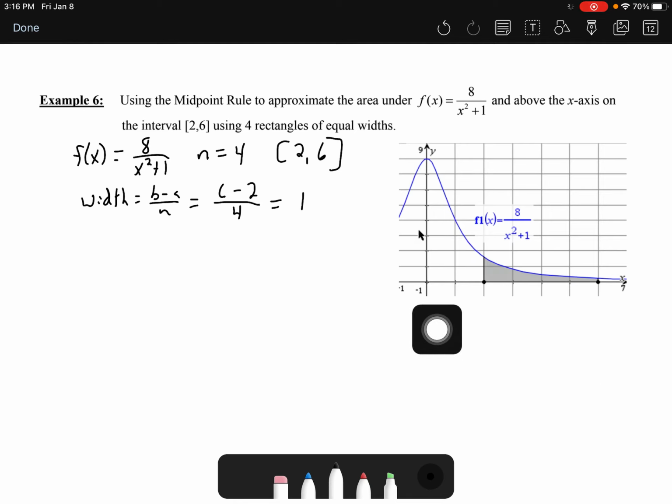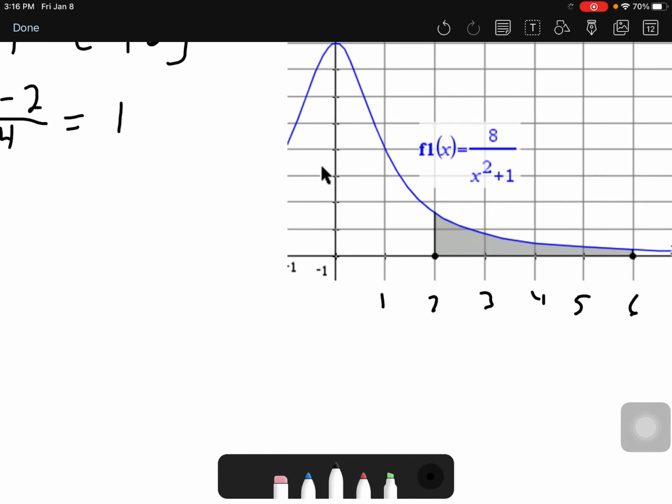So if I look at what I have right here, we're just counting by ones: 1, 2, 3, 4, 5, and 6. But remember, I'm going to make this a little bigger. The rectangles that I'm interested in are going to intersect the curve right in between these points here, right? Since my widths are just ones, I'm counting by ones, but I don't start until I get to 2 in this case, because that's the area that's shaded here. I'm not starting until 2.